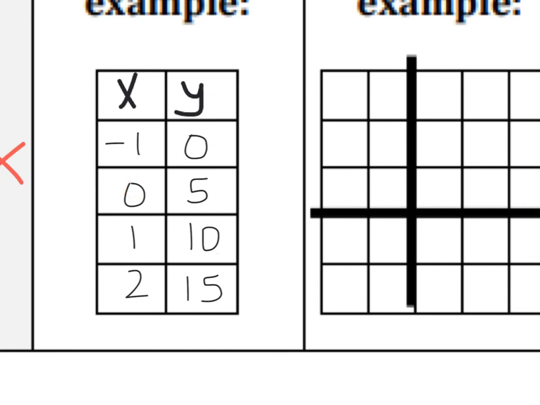So if I were to give you this particular table and I asked you to identify the initial value, you first need to scan your x column, look for the 0, and then the initial value is the value matching up to that in the y column. So the initial value here would be 5.